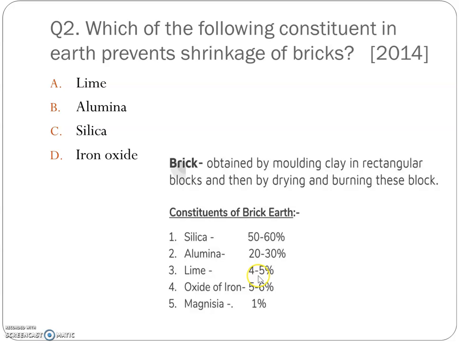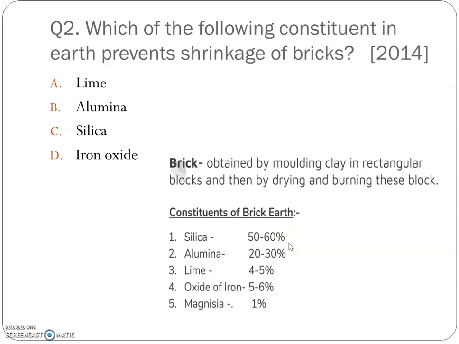alumina 20 to 30%, lime 4 to 5%, oxides of iron 5 to 6% and magnesia of 1%. So please make it clear that all these constituents are very important and the function of these elements are always asked for any public exams. Before moving on to the answer part, let us discuss the role of each of these constituents.